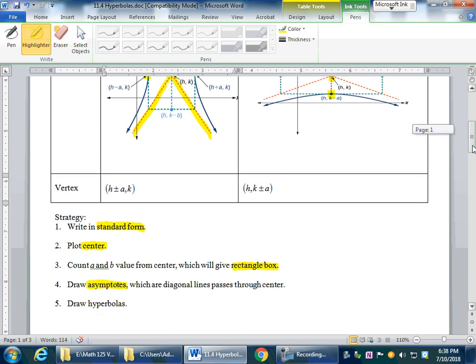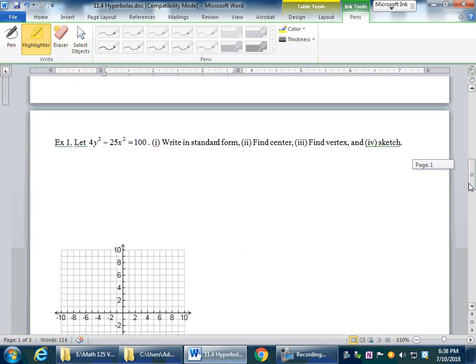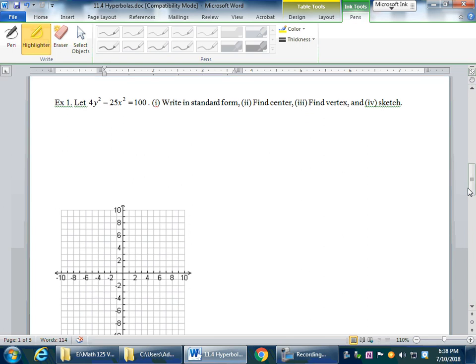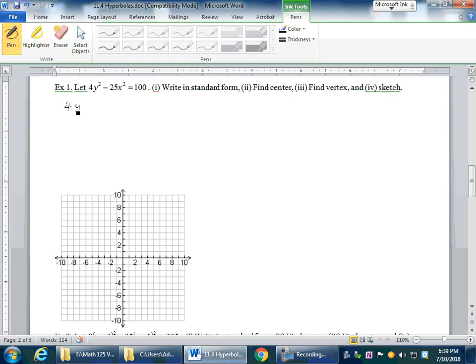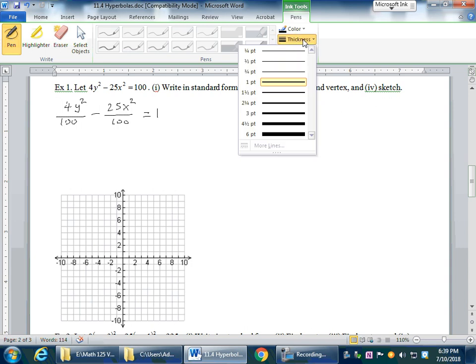So let's take a look at an example. That is the best way to practice and learn. First, for both hyperbola and ellipse, the right-hand side must be equal to 1. So when I divide both sides by 100, that will become 4y squared over 100 minus 25x squared over 100 equal to 1.